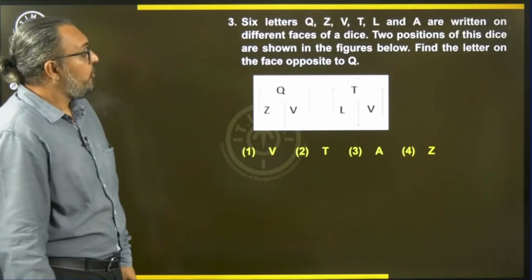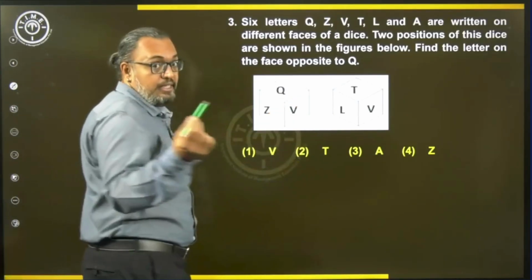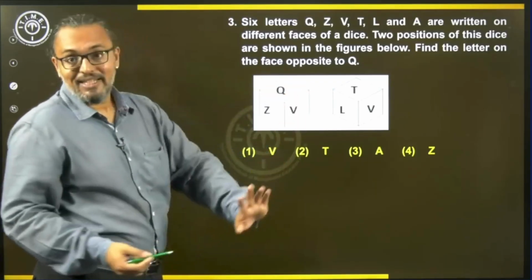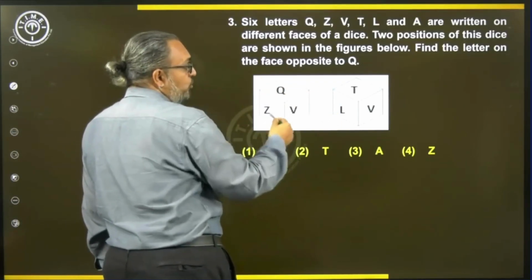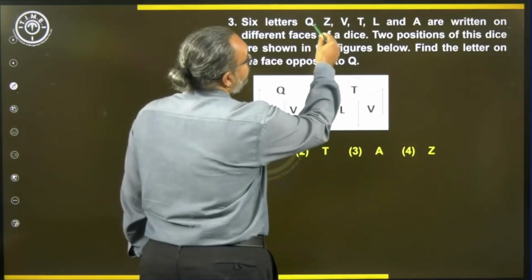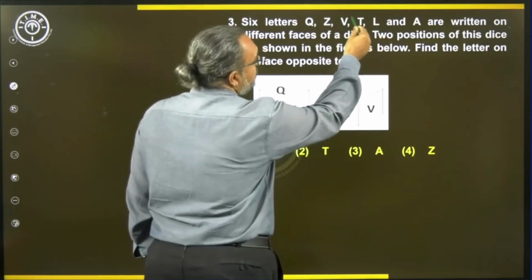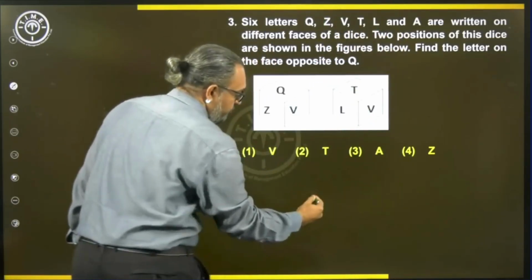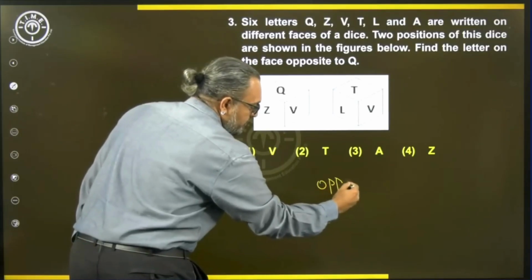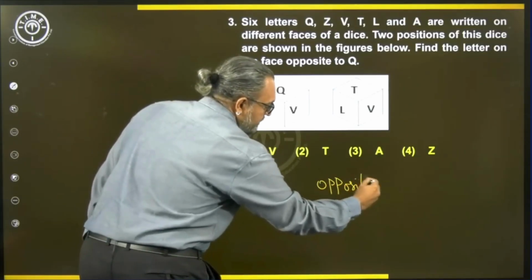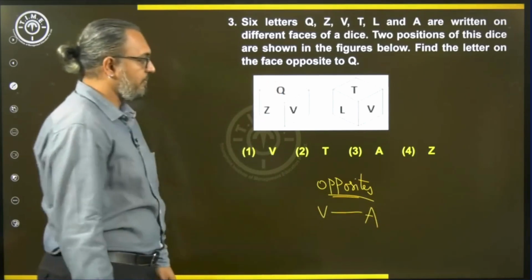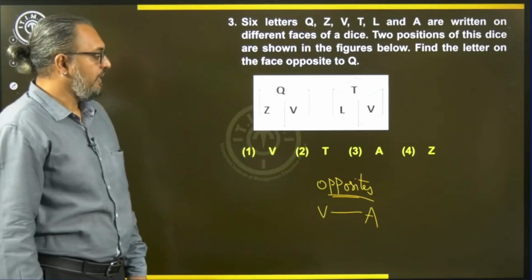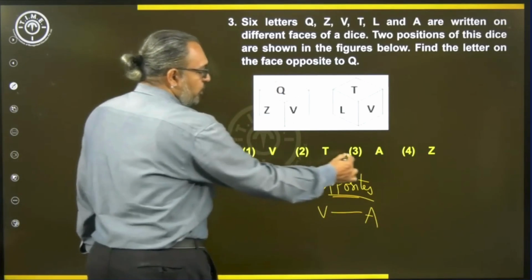Correct? So like I said, there is one way you can remove the adjacent letters as opposite. Now, what are the adjacent letters of V? We have Q, Z, T and L. See, Q, Z, T, L are not opposite V. So, which is opposite V? So, the opposites, what I can say is for V, you have A as the opposite. Correct? That means I can rule out the first option and the third option.